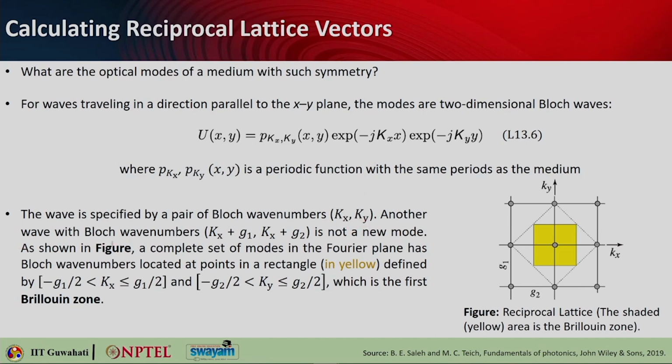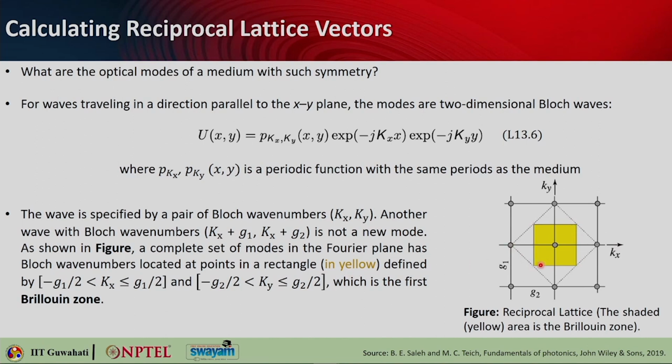So another wave with Bloch wave numbers like kx plus g1 and ky plus g2 will not be a new mode; rather, they will be the same. As shown in the figure, a complete set of modes in the Fourier plane has Bloch wave numbers located at points in the rectangle defined by this one.